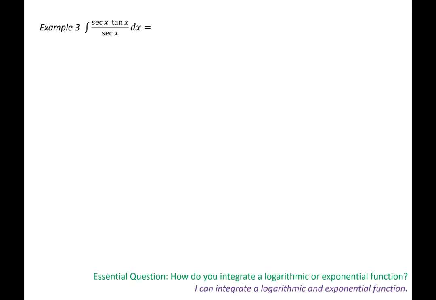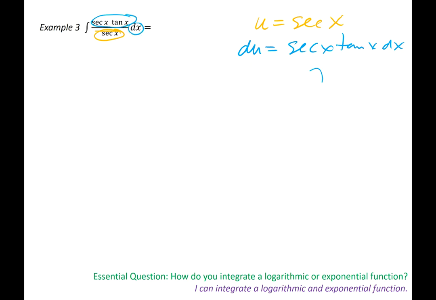All right, again, it's tricky to know what the u is, but you can pretty much guarantee that it's not in the numerator. It's always in the denominator. So my u is going to be secant x. So u equals secant x. I'm going to immediately take the derivative. So du, the derivative of secant, is secant x tangent x dx. And what do you know? My numerator is secant x tangent x dx. So I can substitute in.